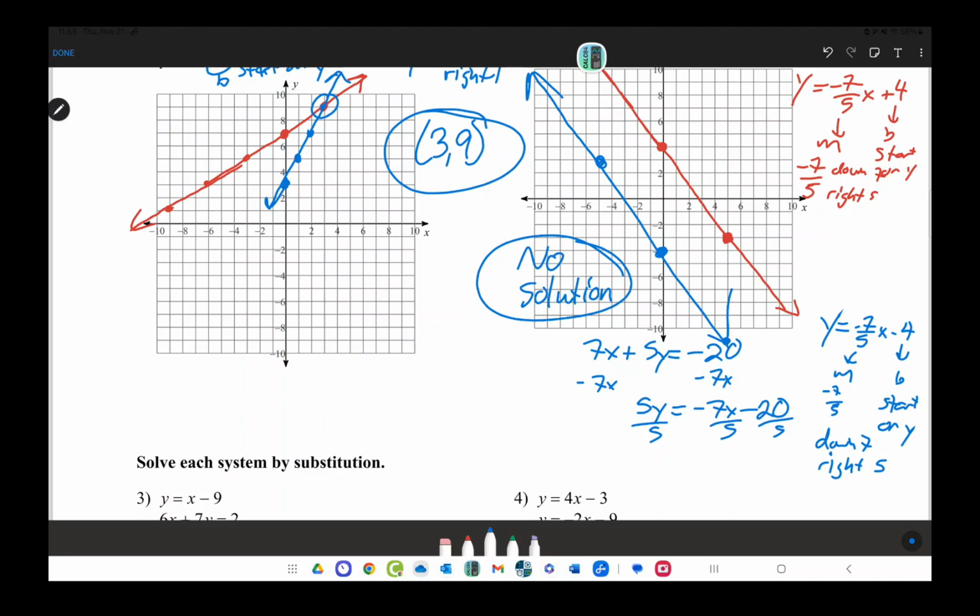By the way, a key hint here is if you have both in standard form and you notice your x and y coefficients are both the same numbers, it's going to be parallel. But you still have to graph it because the graph is part of the answer. So I will need the graph. You can get partial credit for knowing it's going to be no solution. But they do need the graph.